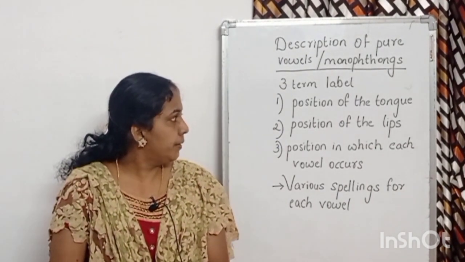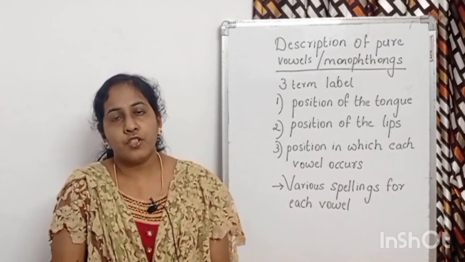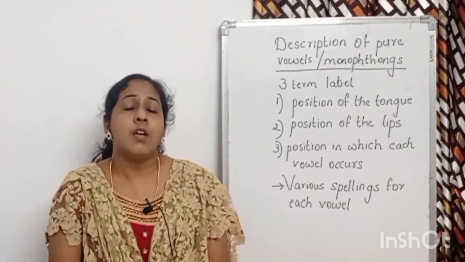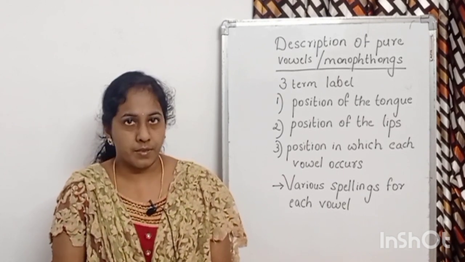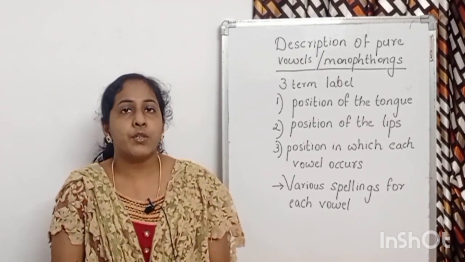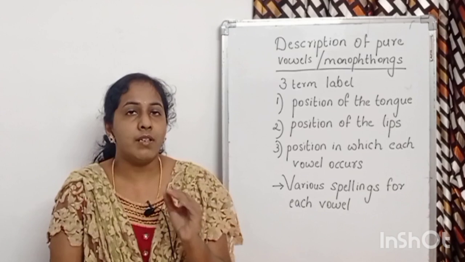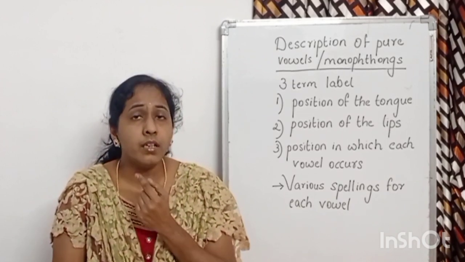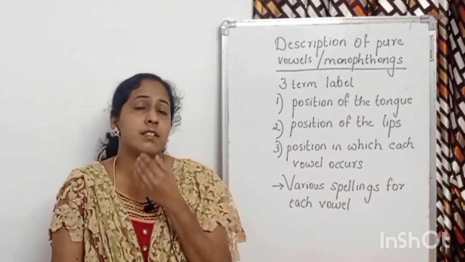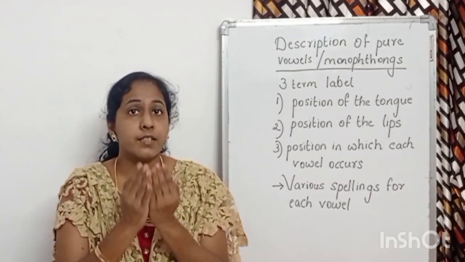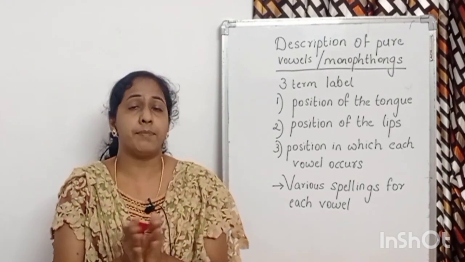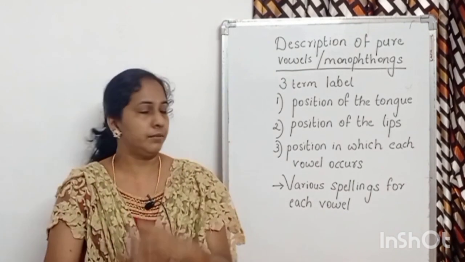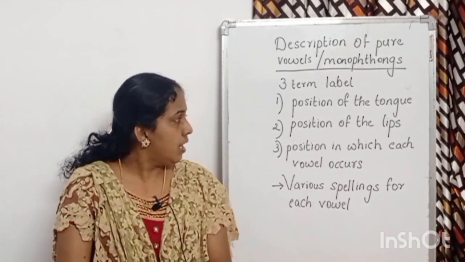Second one, position of the lips. Position of the lips, whether it is rounded, whether it is unrounded, whether it is neutral, or whether it is spread lips. When you articulate a particular vowel sound, whether your lips are rounded, whether it is unrounded, that it is not rounded, whether it attains a neutral position, neutral is just plain position, and spread lips. Spread, your lips are spread. That is the position of the lips.